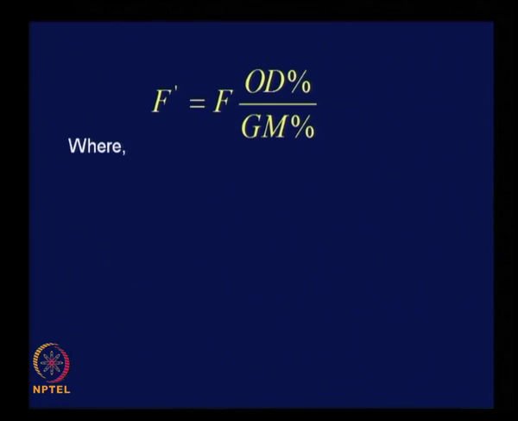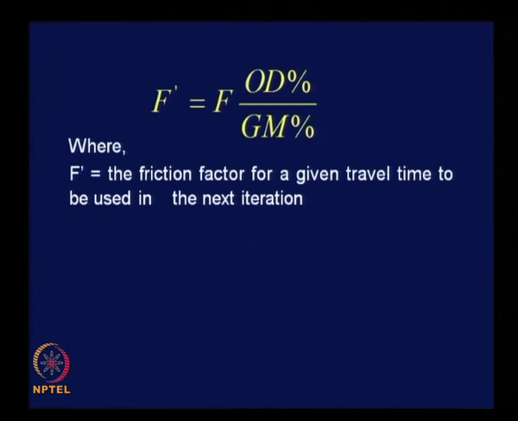the calculated as well as field observed values, you should do some modification for the second iteration. That iterative procedure has to follow this correction procedure as we did in the case of correction for attraction values in the case of trip distribution, right. Here F dash is a friction factor for a given travel time to be used in the next iteration.